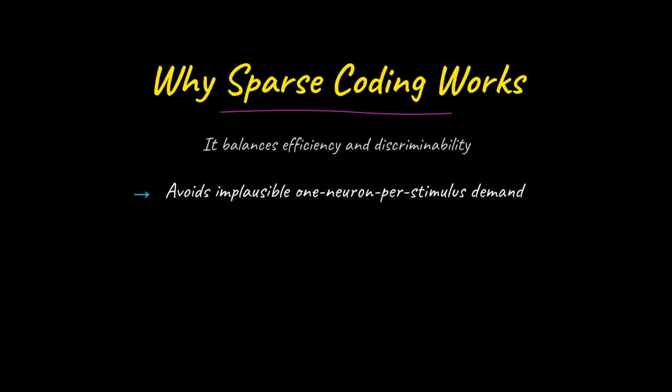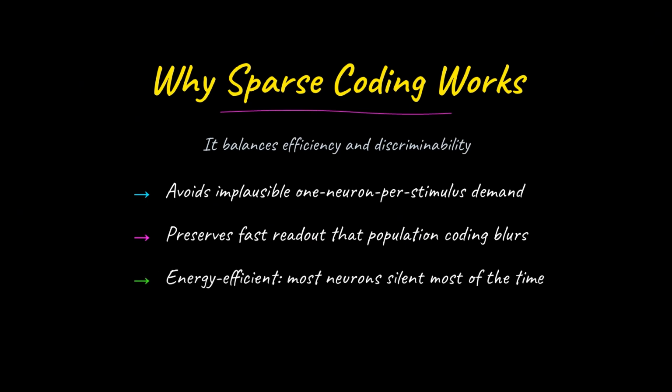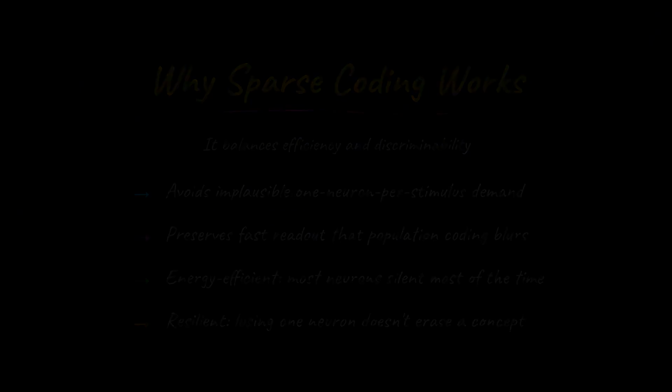We recognize far more stimuli than we have neurons. Pure population coding makes rapid identification harder. Sparse coding threads the needle. A small selective ensemble supports discrimination, handles vast stimulus sets, and remains robust to single neuron loss.